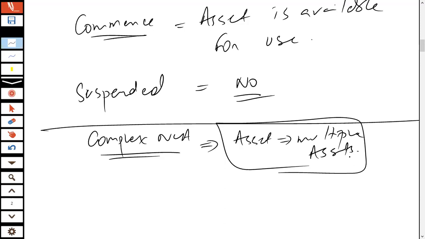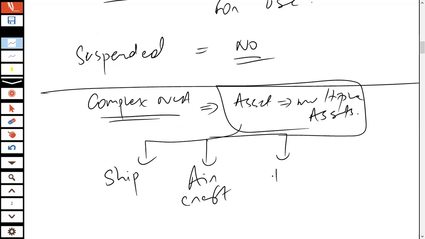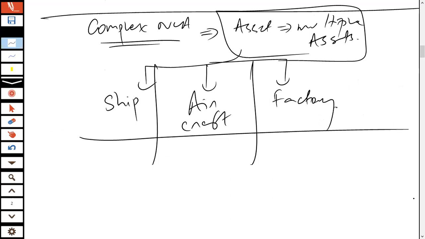What are the examples of the complex non-current assets? Amongst the various examples of complex non-current asset, we have got a ship, an aircraft, a factory. These could be considered as examples of the complex non-current asset. If we talk about an aircraft, the interior of the aircraft has got a different life. The engines of the aircraft have got a different life. The exterior body has got a different life.